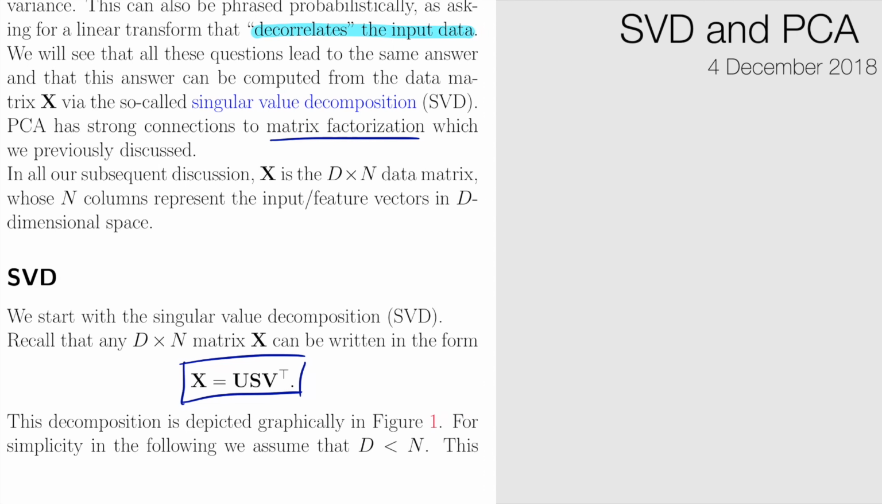For now, for simplicity, I will just assume that D is a bit smaller than N, but this doesn't matter. What would you do if N is smaller? Then you can do the same thing for the transpose, or everything I will say today is actually still true.